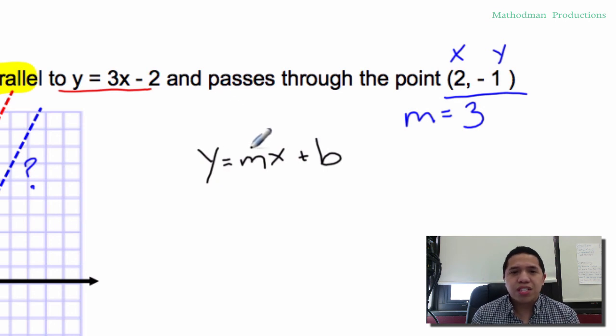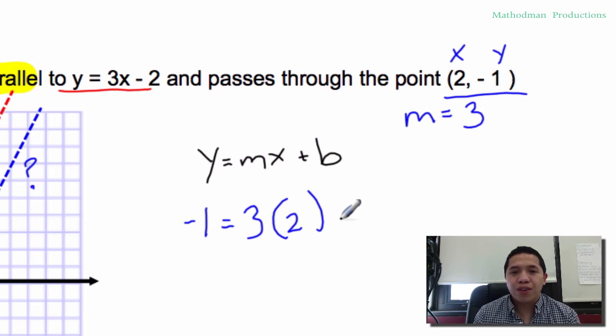And all you have to do is substitute. Instead of y, let's just write what the y stands for. Negative 1 equals, instead of m, we have the slope, 3, times, instead of x, 2, and then all you're missing is the y-intercept. You don't know what it is, but we're going to solve for it so we know what it is, b. From here, simplify.